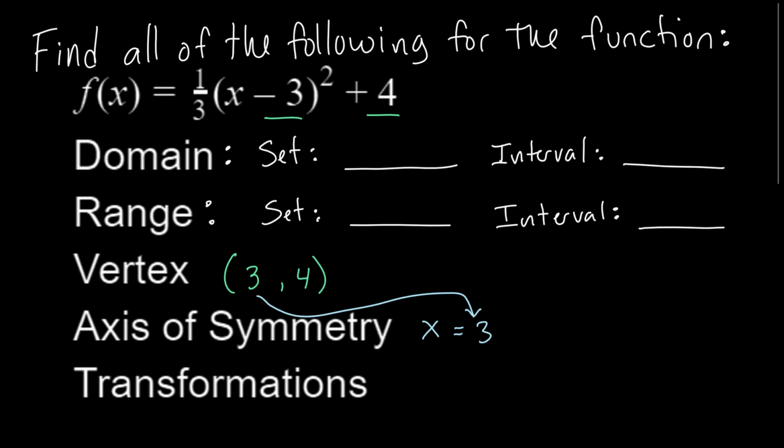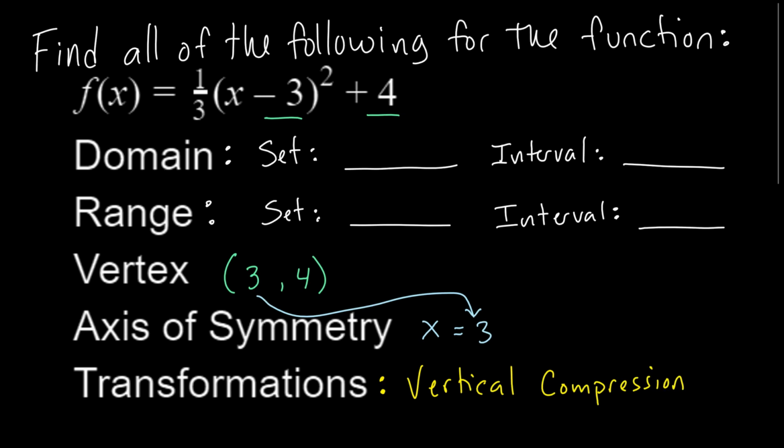What about transformations? What's happening here? There are 3 transformations happening. Yeah, first is the vertical compression. Why is it a compression? Because the a value is less than 1.